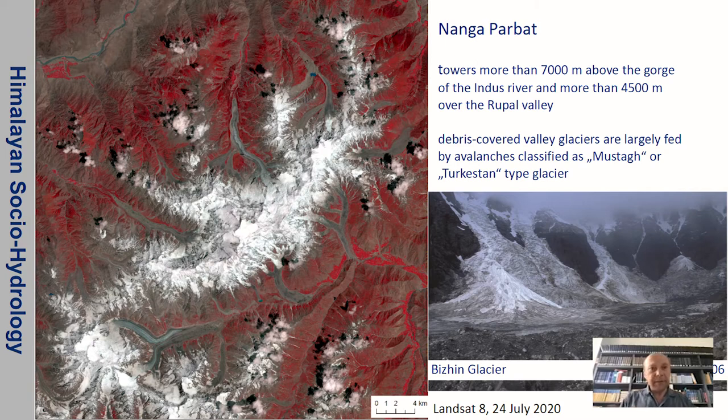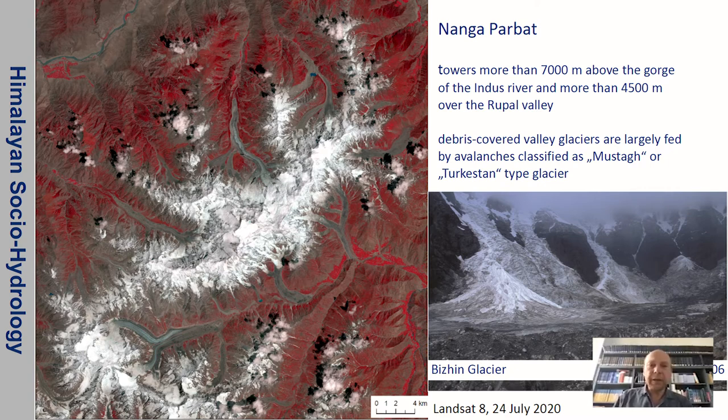And as I said before, it's a prominent mountain that towers more than 7,000 meters above the Indus Valley, located to the north of the massif, and more than 4,500 meters above the Rupal Valley south of Nanga Parbat. And when I talk about the glacier changes, I will mostly focus in this presentation on the glaciers in Rupal Valley. Valley glaciers are all debris covered, as in many other regions of the Himalayan arc. But what is very prominent in this case is the large role that avalanches play.